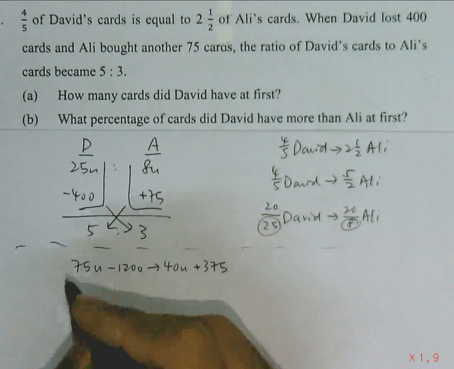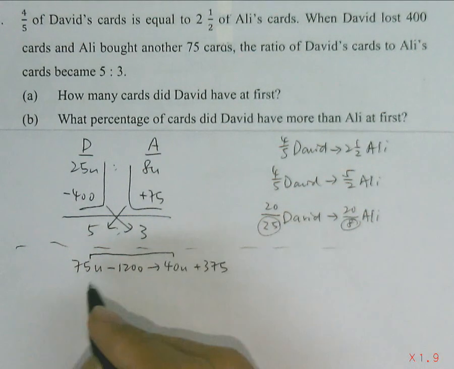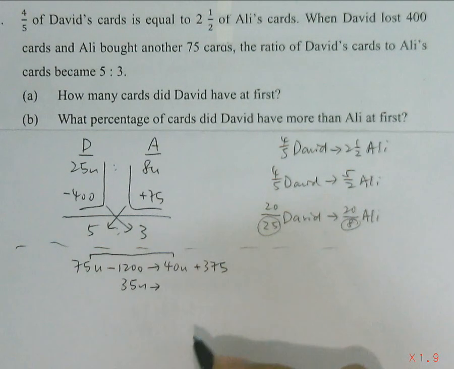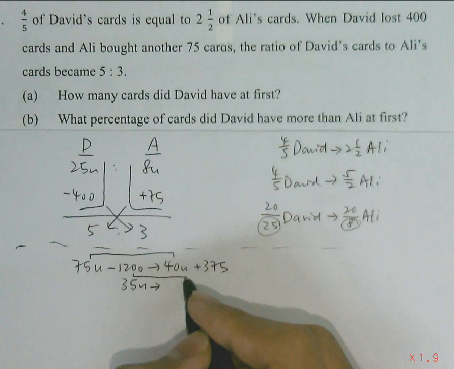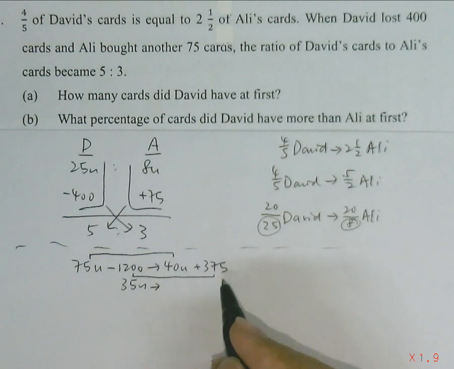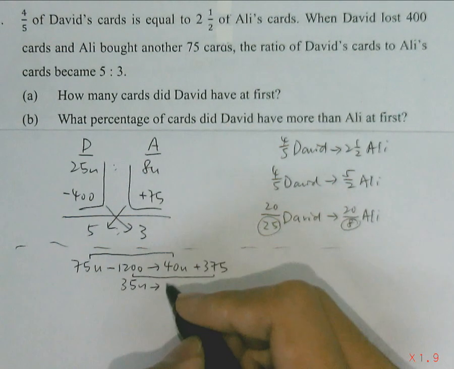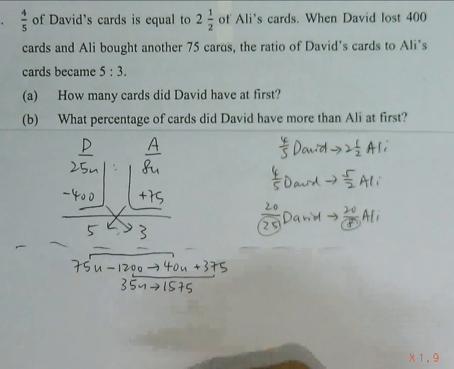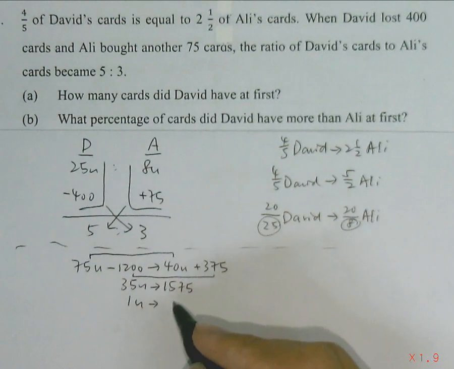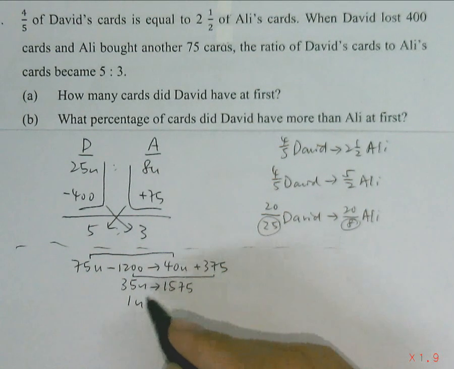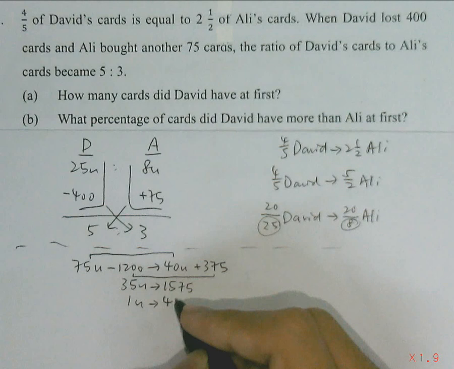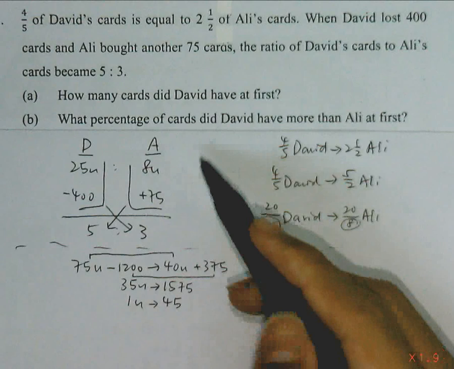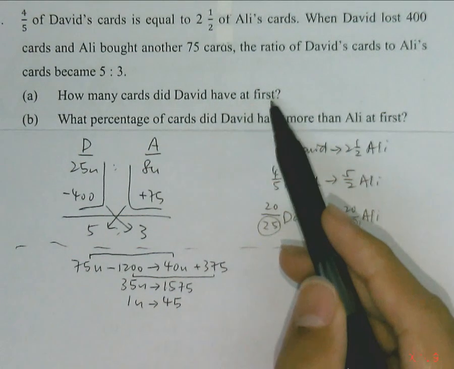To solve this, we'll find the difference between 75 units and 40 units, which is 35 units. This will be equal to the difference between negative 1200 and 375. That would be 1575. Okay, from here we can find 1 unit by dividing 1575 by 35, and we will get 1 unit will be 45 cards.